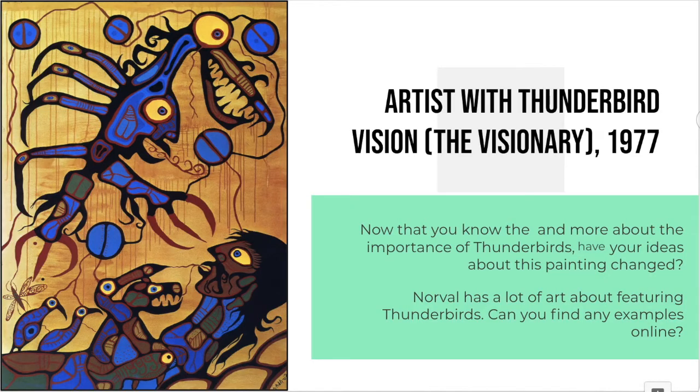So here's this painting again. I'm going to tell you the title. So the title is Artist with Thunderbird Vision, and in brackets, The Visionary, 1977. So now that you know the title and you know more about the importance of Thunderbirds, have your ideas about this painting changed? Like I mentioned, Norval has a lot of other artwork featuring Thunderbirds. So can you find any other examples online? That's my challenge to you.